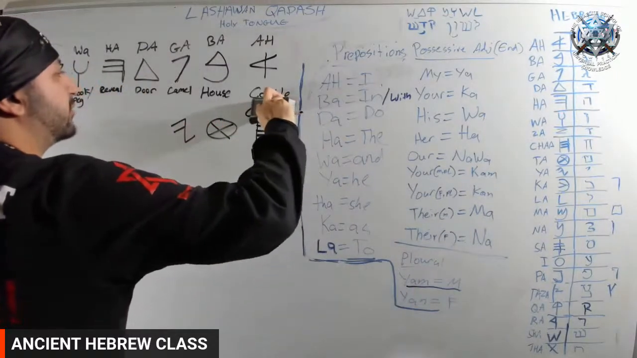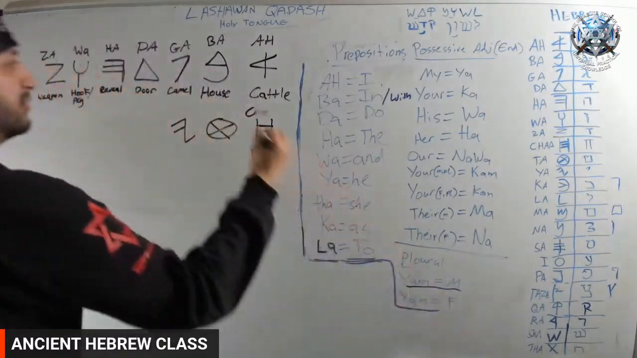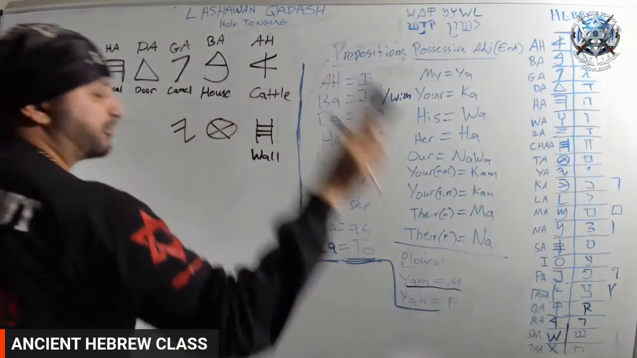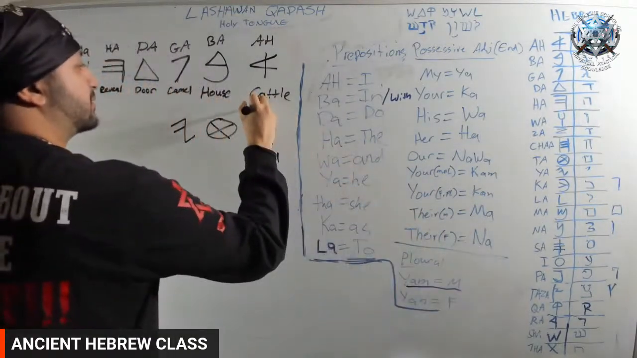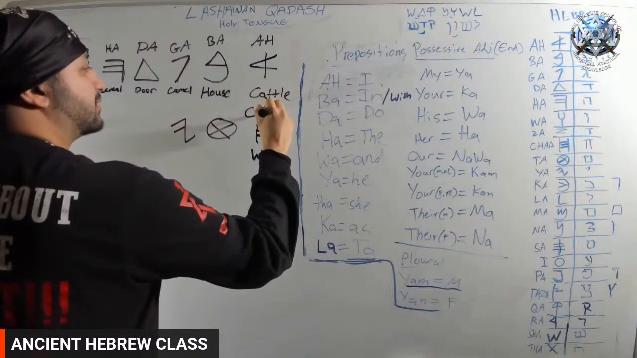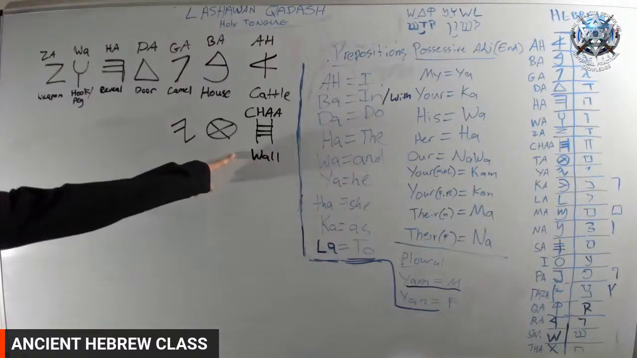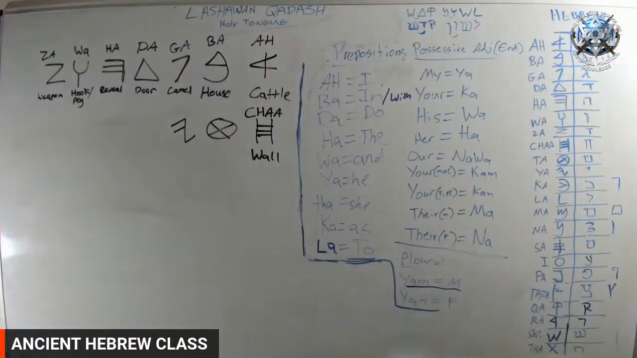Try to be in the habit of, when you write Hebrew, even when you translate it to English, making everything capitalized, because Hebrew doesn't necessarily use lowercase letters. Ka means wall. Now you would use a ladder to get over a wall, right?